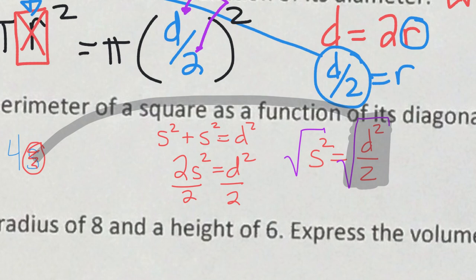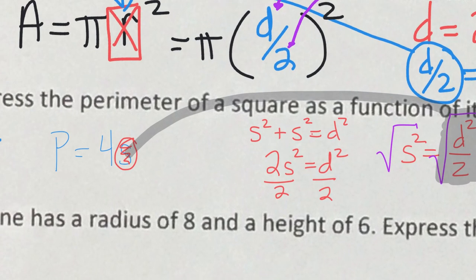Now the tricky part is there's really nothing we can do here. So 4 times the square root of diagonal squared divided by 2 is all we can do. There's nothing to simplify there because there's no algebra that will cancel out the squares and the square roots. So that's what your answer looks like. As unattractive as it may be mathematically, it is still correct.